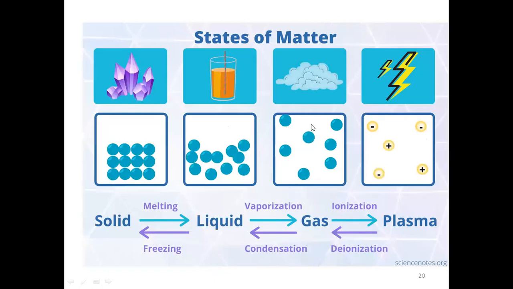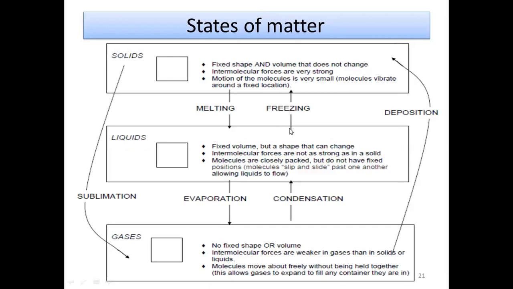If this molecule is moving freely, it is because there are very weak intermolecular forces or no force of attraction between these molecules. That's why they move freely as compared to the liquid, and the liquid molecules move more freely as compared to the solids. So these are the four properties based on which you can differentiate the solid from the liquid, the liquid from the gas, or the solid from the gas.